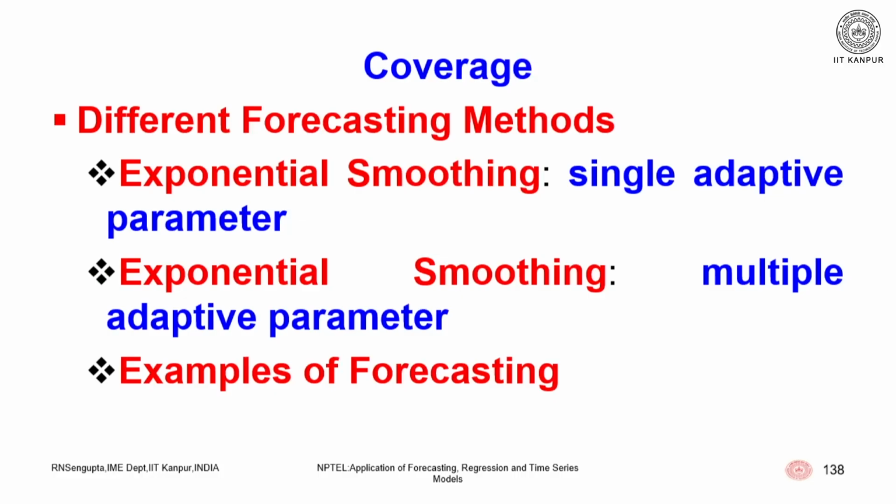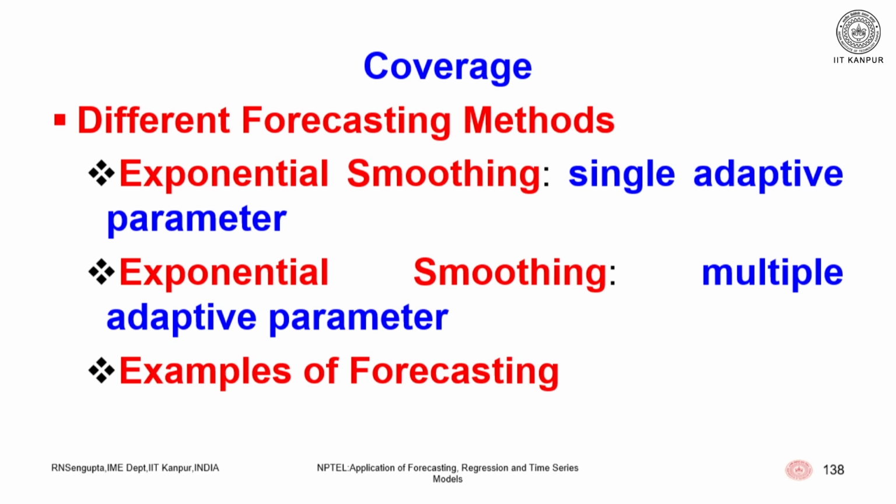Now, as you can see, the coverage would basically be now adaptive parameter. So, adaptive parameter we will consider one parameter, and it can be extended to multiple adaptive parameters. Now, what I mean by adaptive parameter is like this. I will start writing, but let me first explain.